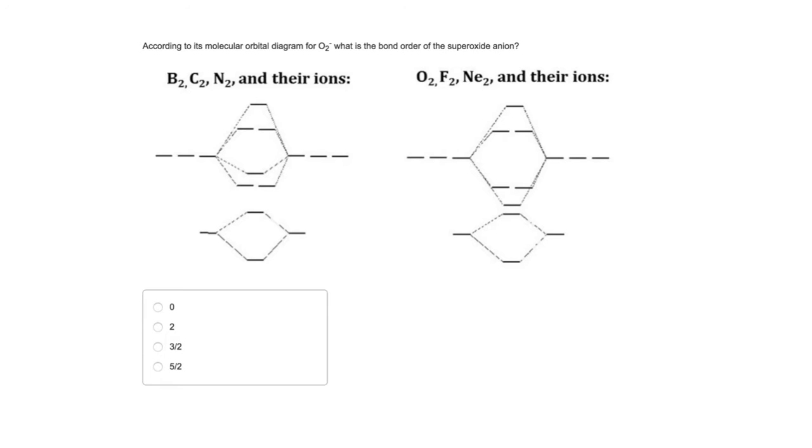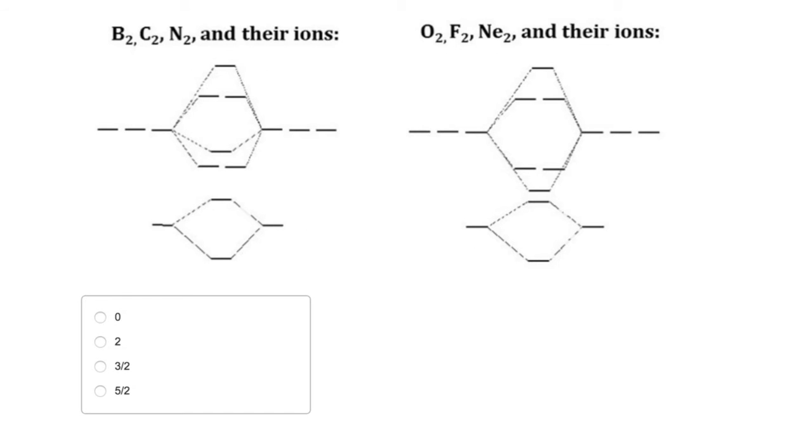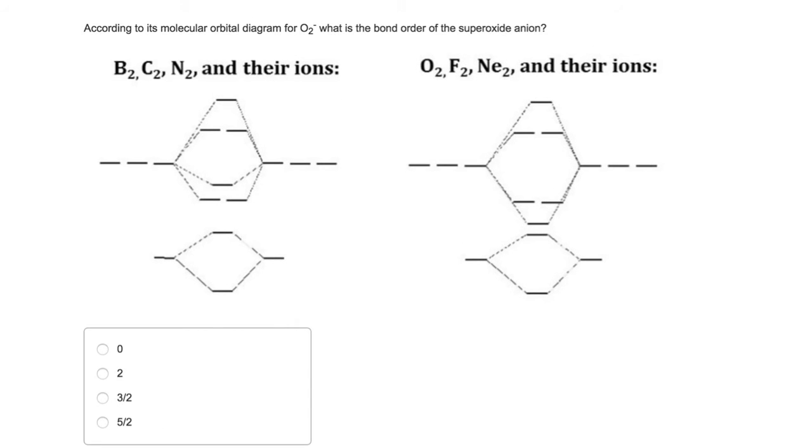And so the idea here is if we have B2, C2, N2 or their ions, we use the chart on this side. If we have O2, F2, neon 2, or their ions, we use the chart on the right side. And the difference is really just this orbital energy here goes lower when we have O2, F2, neon 2.